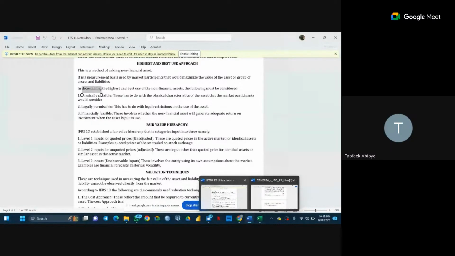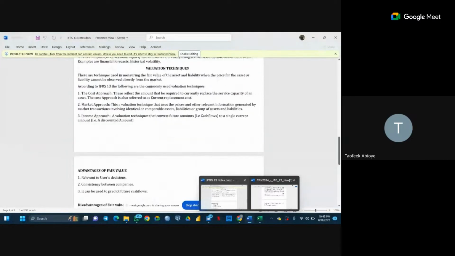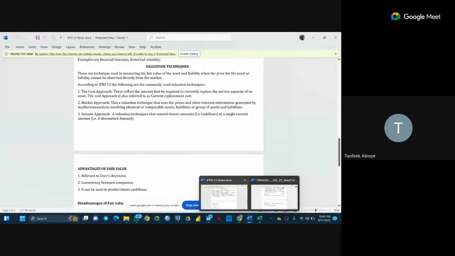Examples of these are forecast and historical volatility. This has to do with companies using their own personal assumption as the value of their assets. So we have valuation techniques: there's the cost approach, the market approach, and the income approach that is being used to value an asset. All these are just written, you have it there.